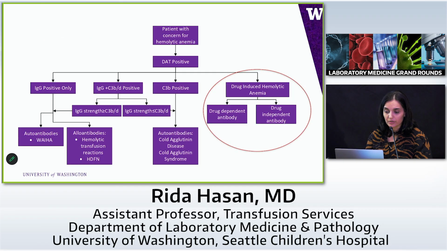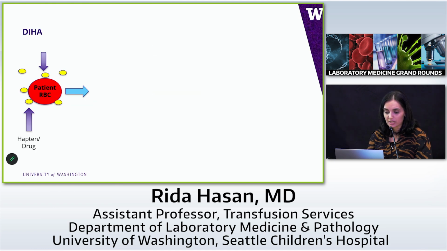And then the third scenario in which you might see a negative eluate is drug-induced hemolytic anemia. So going back to the two pathways, you have the drug-dependent antibody and then you have the drug-independent antibody. In the drug-independent, you might get an eluate that shows a panagglutinin, but it's only one of the 4 types of drug-induced hemolytic anemia. In 2 of the other ones, what we see is that it's drug-dependent.